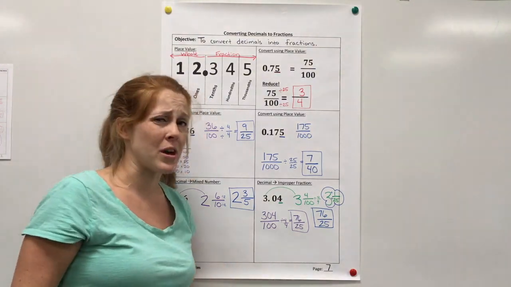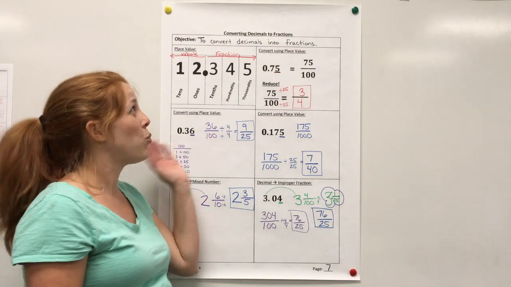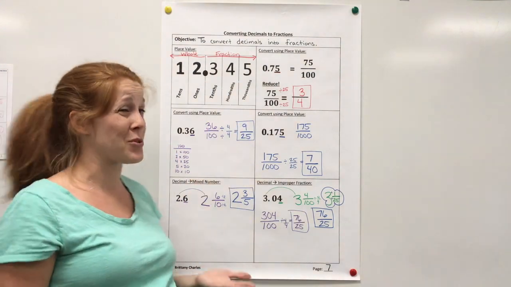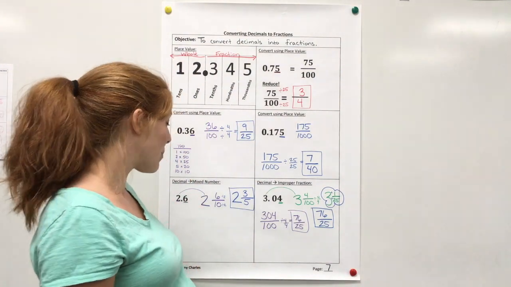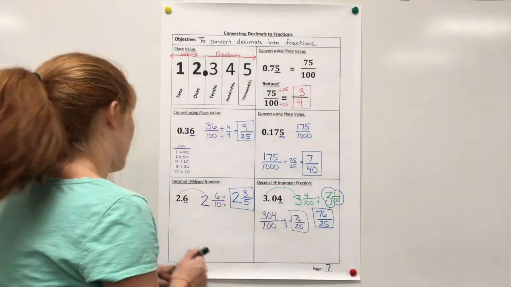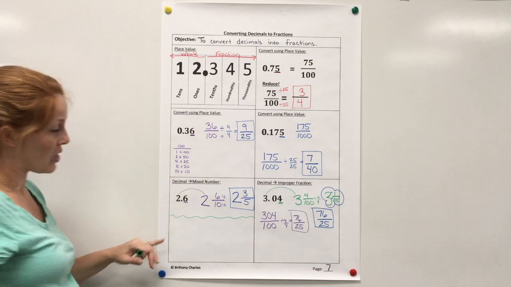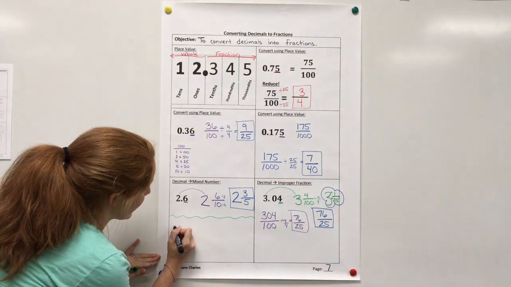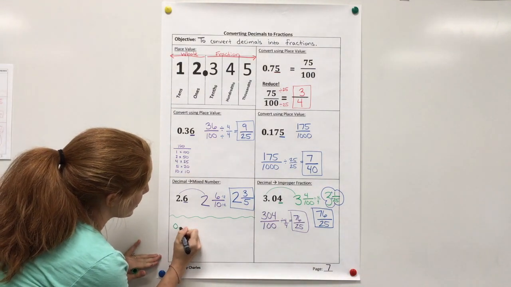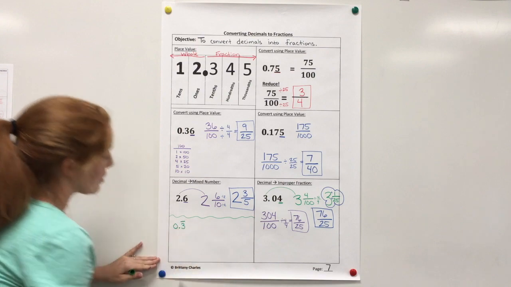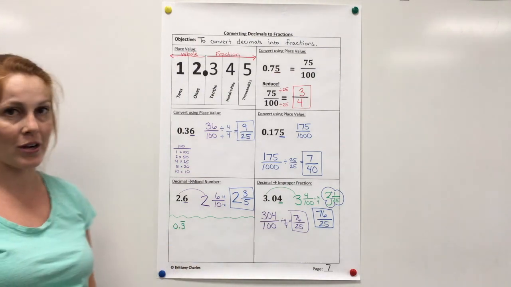Okay, one more thing I wanted to show you really quick is what would happen if you had a repeating decimal. So I'm going to show you, we're just going to divide this since we have some extra room here. I'm going to show you an example. Let's say I had 0.3 repeating. How would I change that to a fraction?